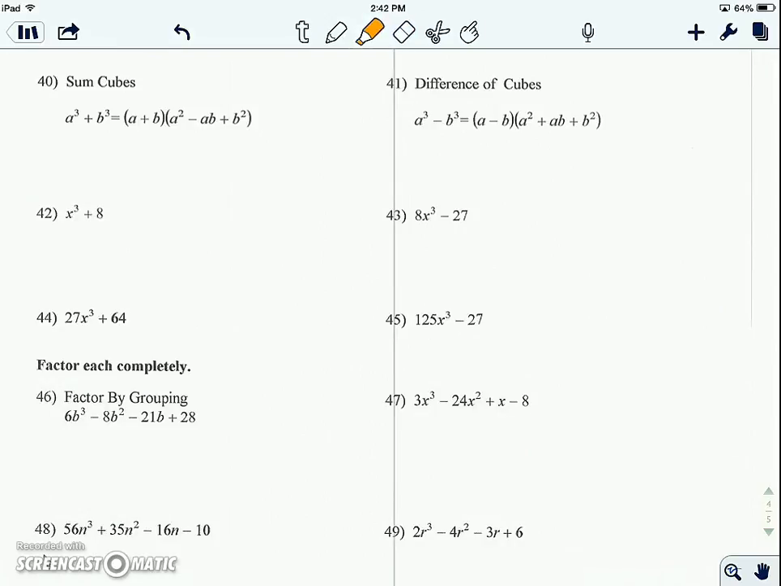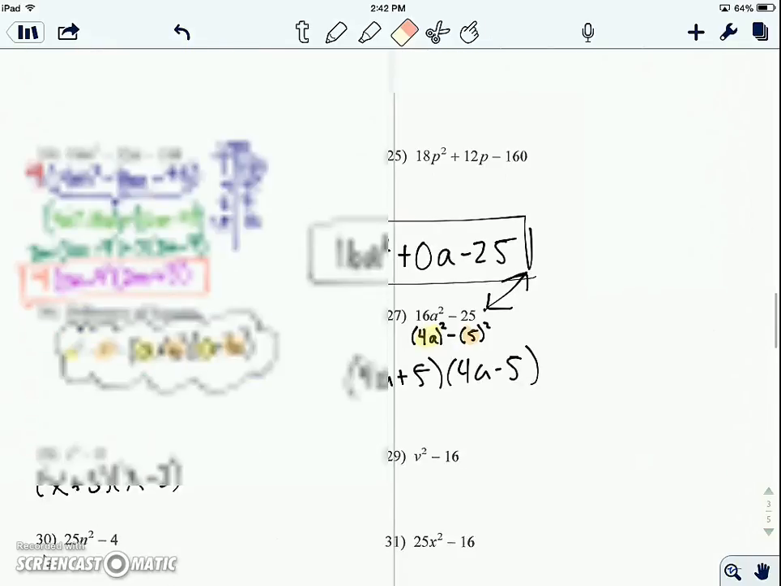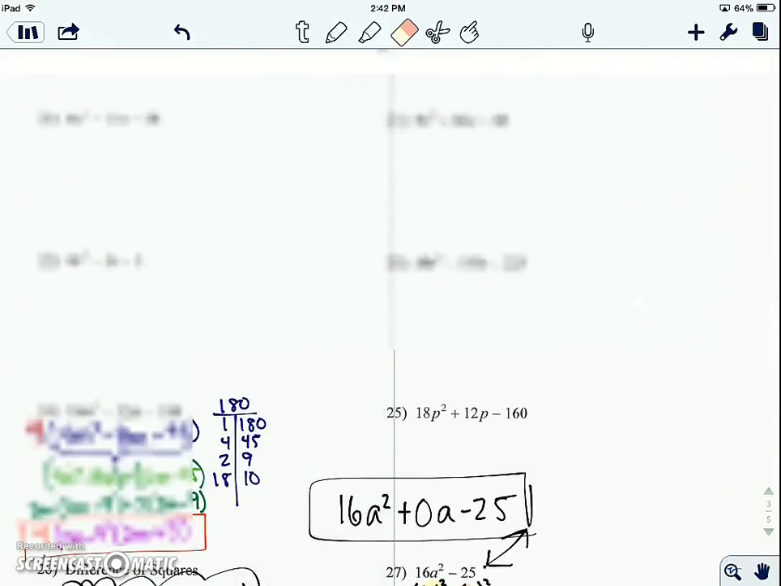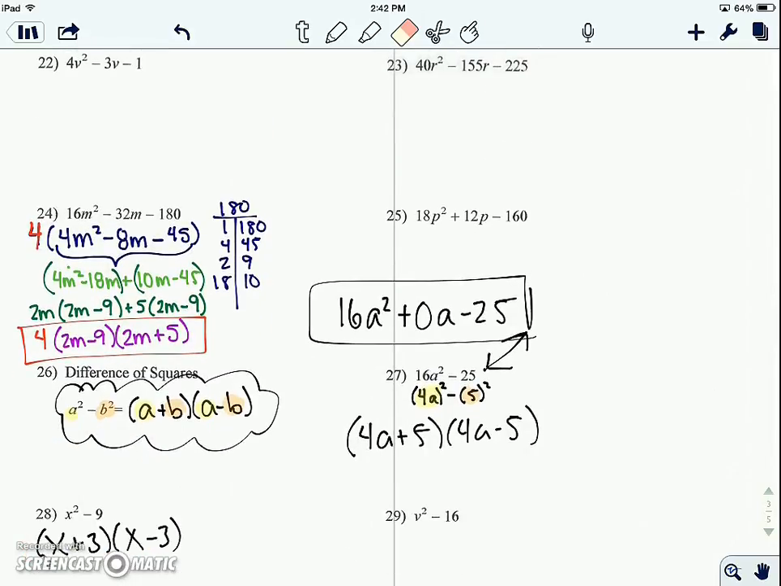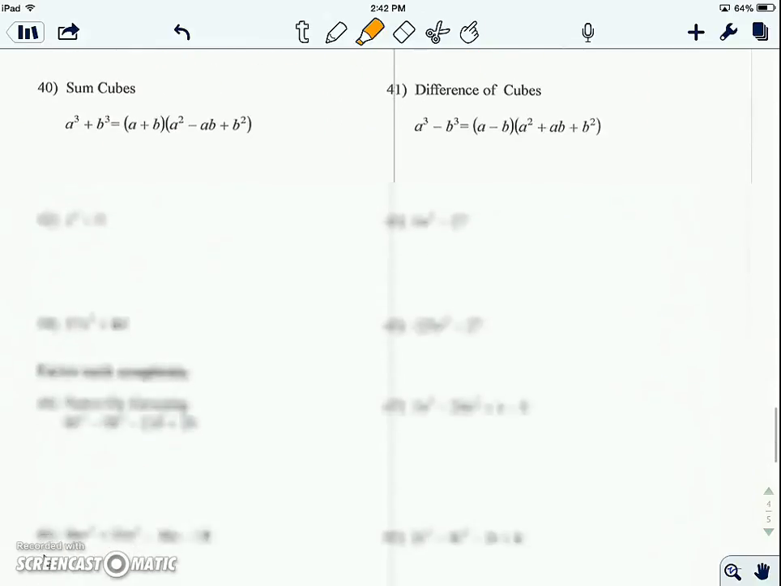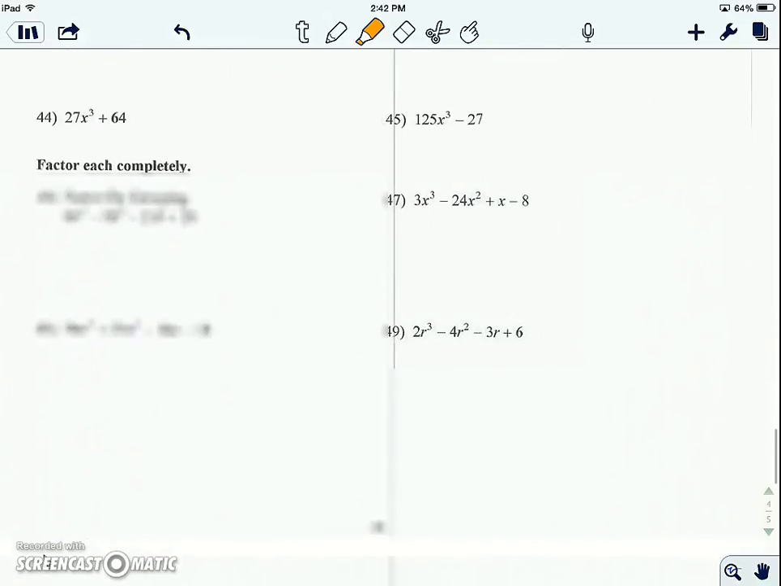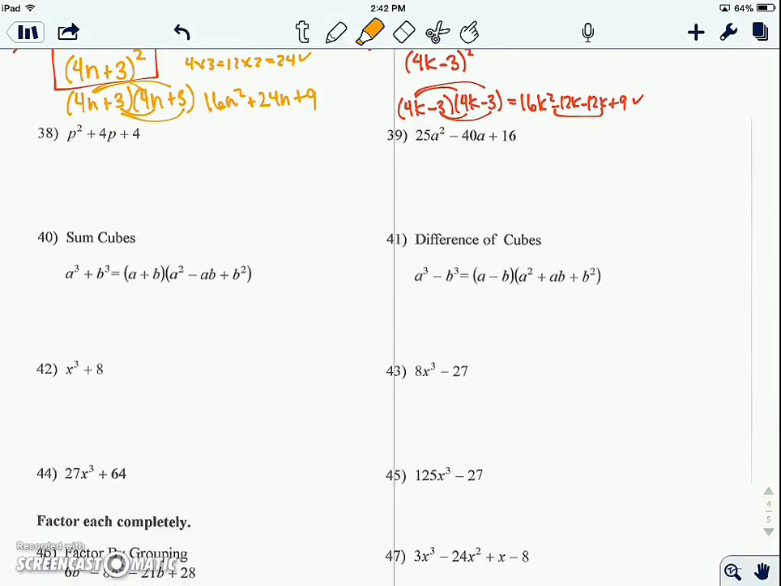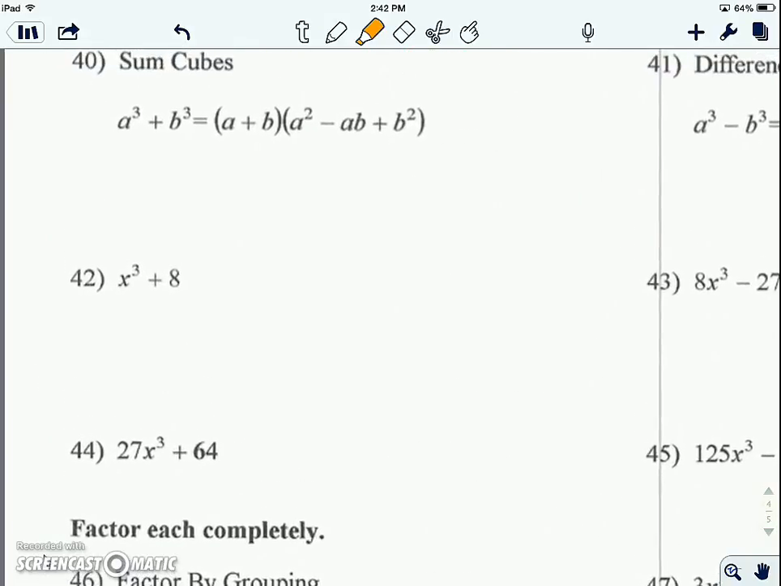I want you to notice that we have both a sum and difference of cubes when we only had a difference of squares. Where is that? Okay, there's no sum of squares. No sum of squares, only a difference of squares. For the cubes, we can do both. So sum of cubes is this weird pattern.